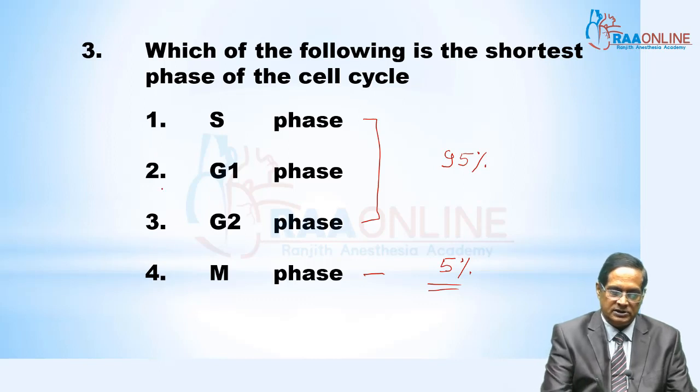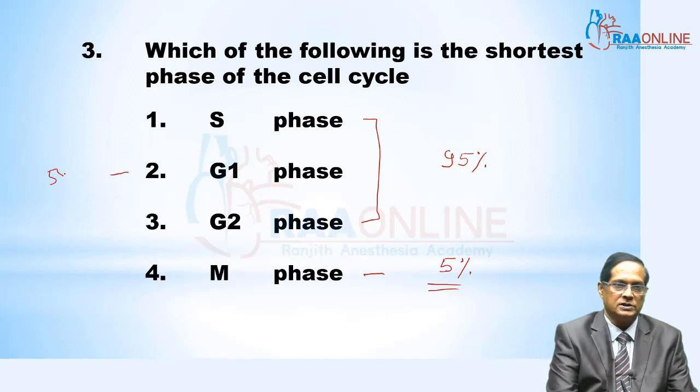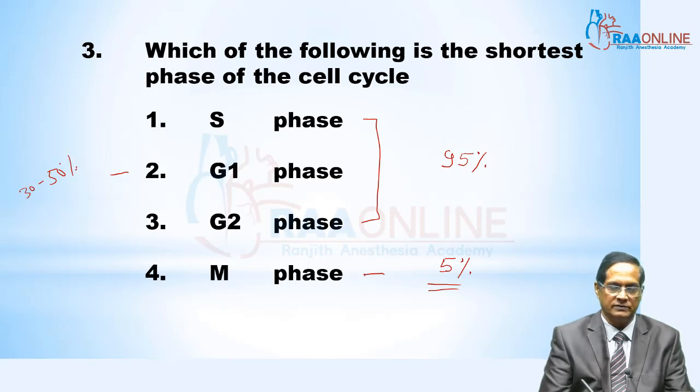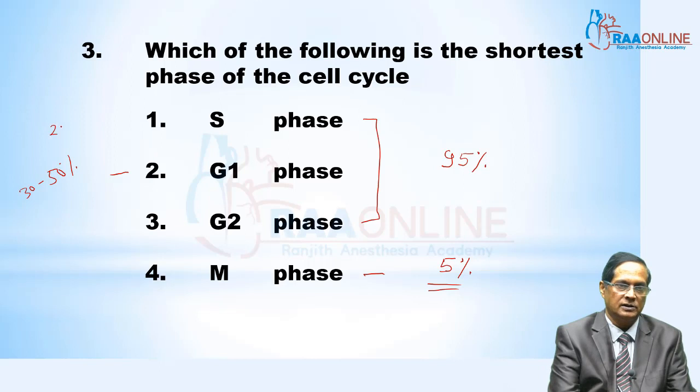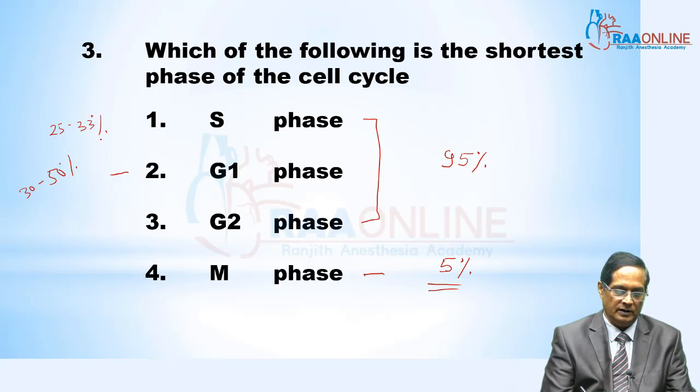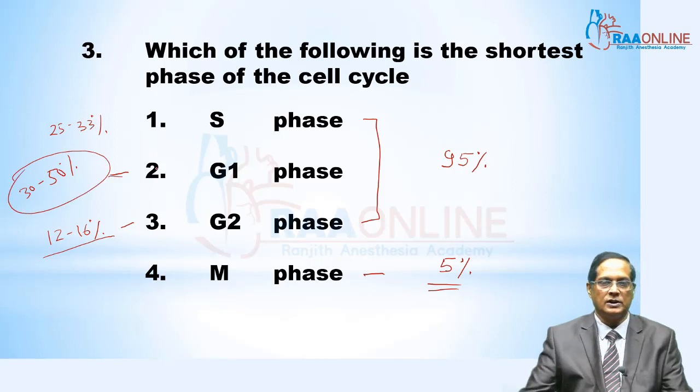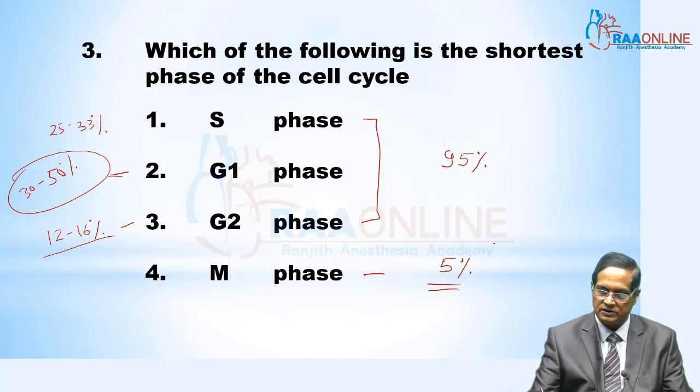In G1 phase, the time required is approximately 30 to 50%. Then S phase, 25 to 33% time. In G2 phase, 12 to 16% time is sufficient. So as far as the longest phase, G1 is the longest, and the fourth, M phase, is the shortest phase.